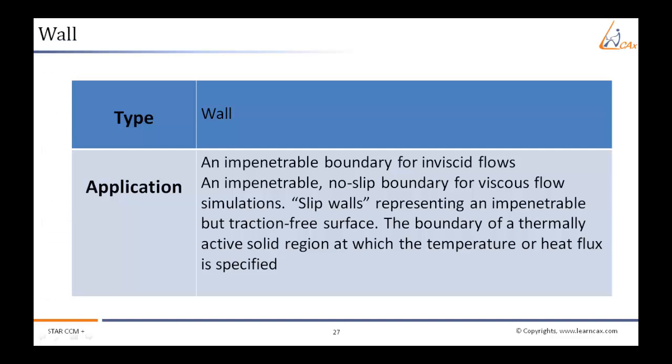Next is wall type. A wall boundary represents an impermeable surface. It is used as an impenetrable boundary for inviscid flows. It also acts as an impenetrable no-slip boundary for viscous flow simulations. It can be used as a slip wall representing an impenetrable but traction-free surface. It is also applicable as the boundary of a thermally active solid region at which the temperature or heat flux is specified.